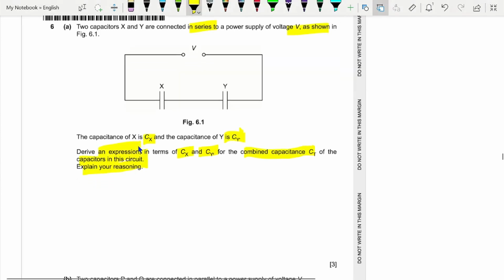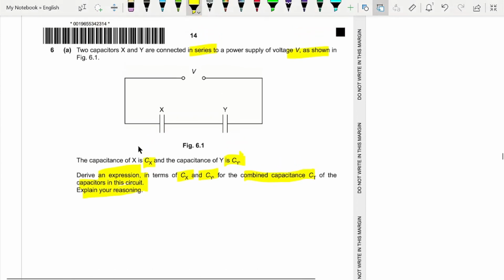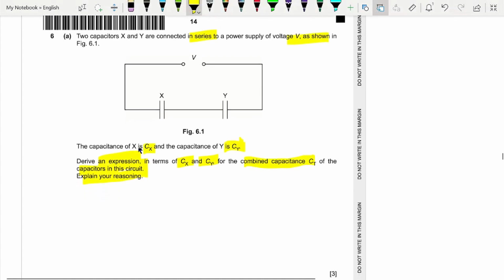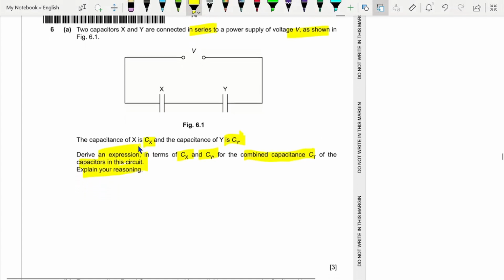I hope that makes sense. Moving on. Question 6. Two capacitors X and Y are connected in series to a power supply as shown. The capacitance of X is Cx, the capacitance of Y is Cy. Derive an expression in terms of Cx and Cy for the combined capacitance Ct of the capacitors in your circuit. Explain your reasoning. Okay, let's rush through this and get it done.